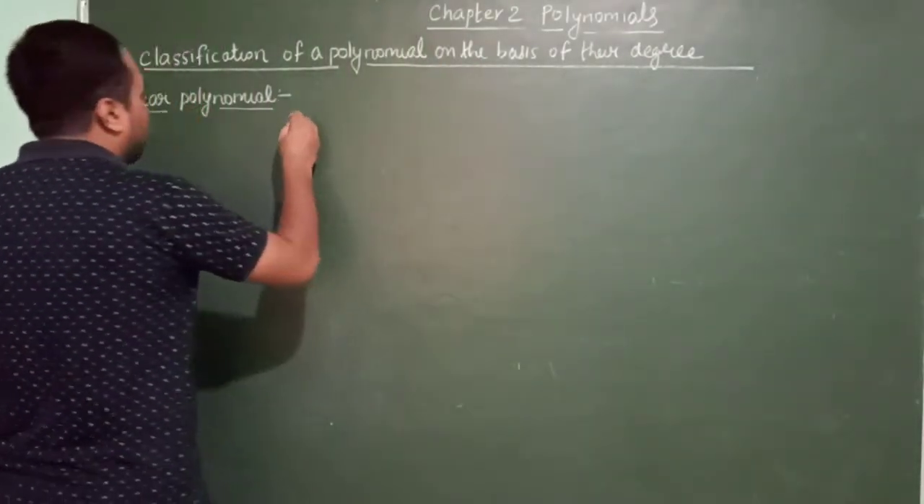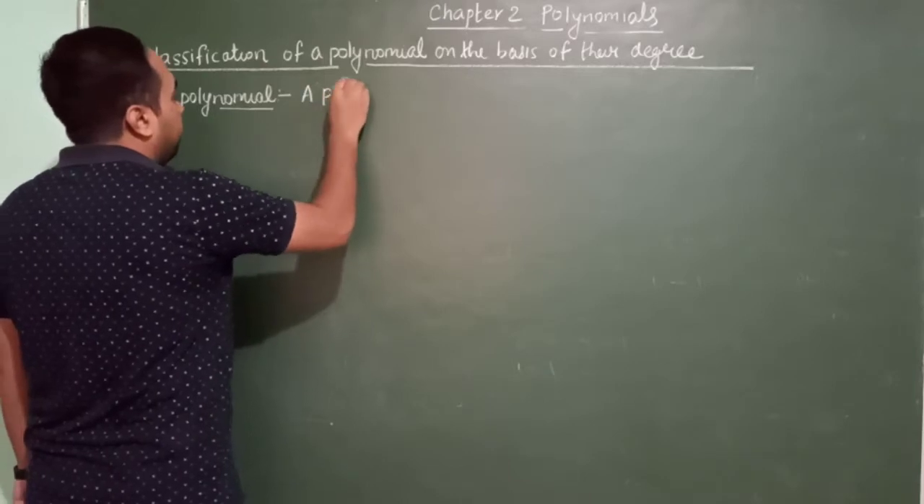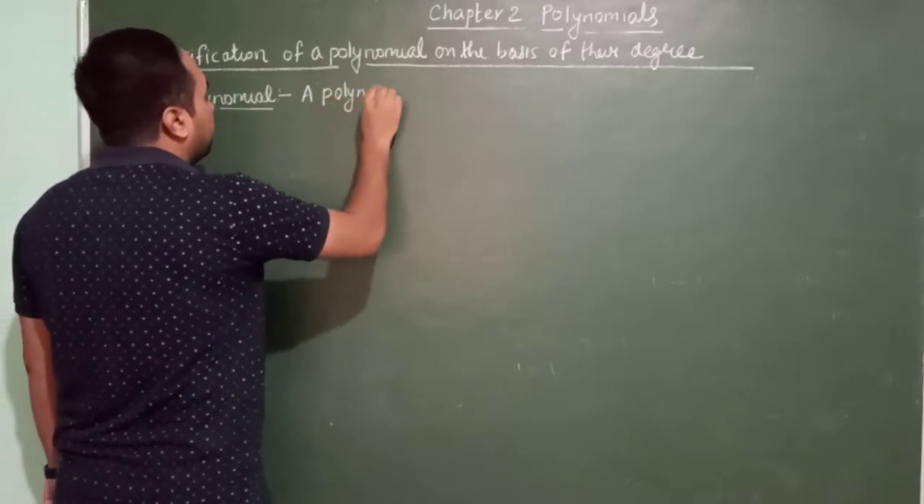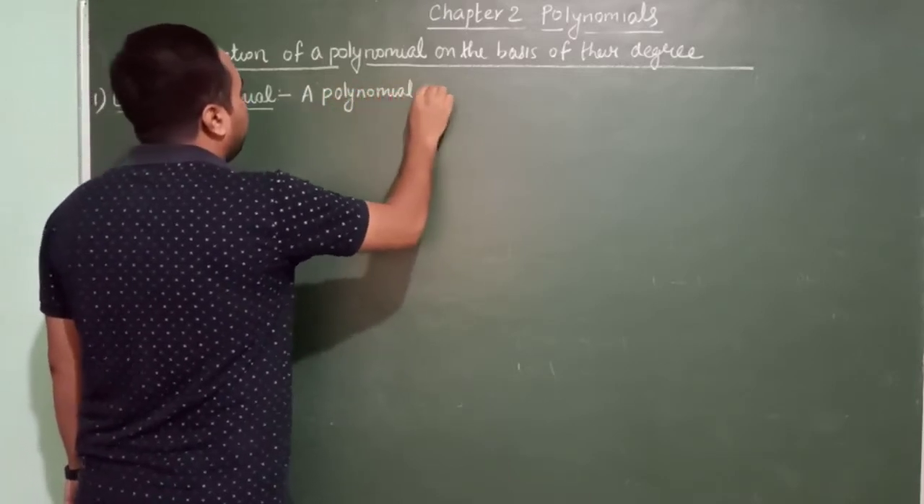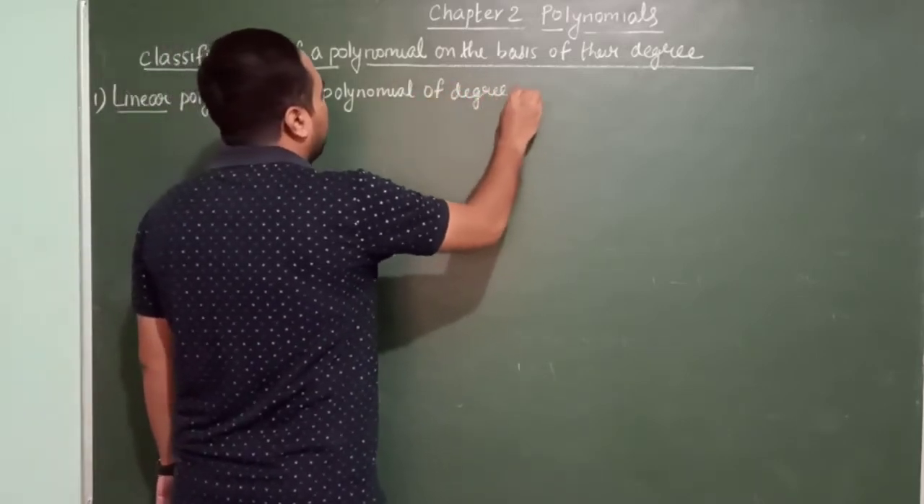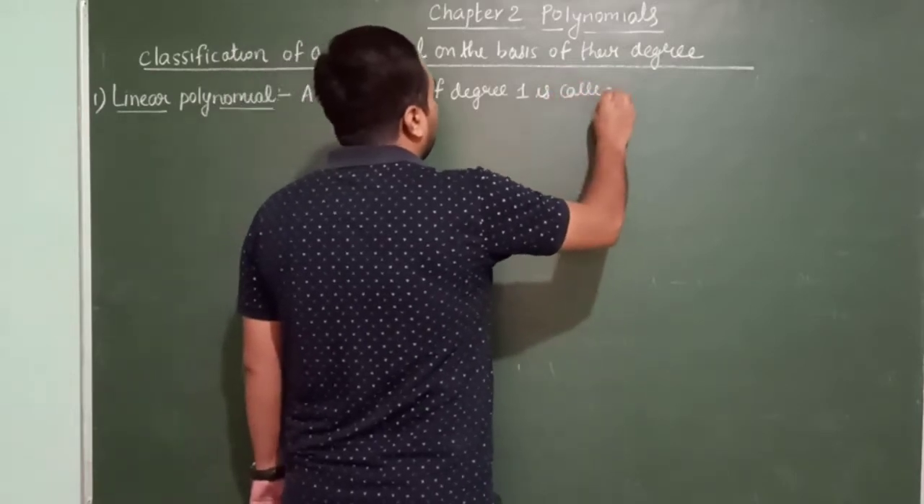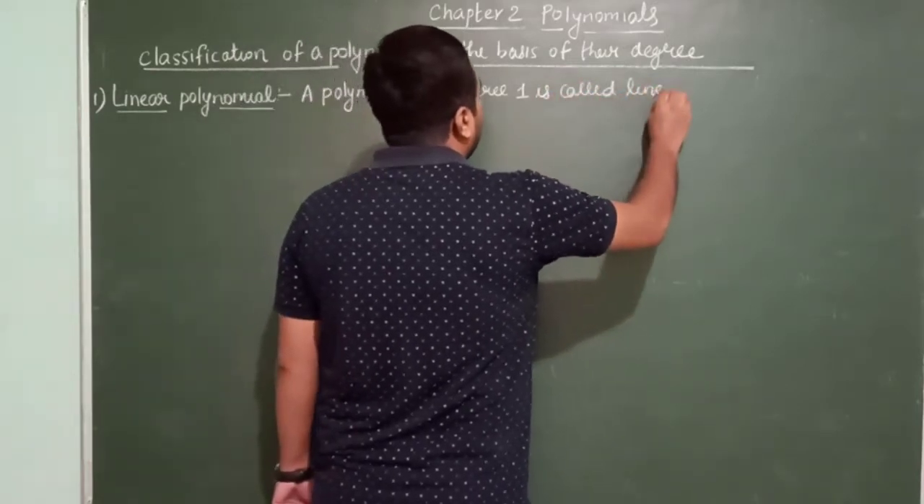I am writing over here a polynomial of degree 1 is called linear polynomial.